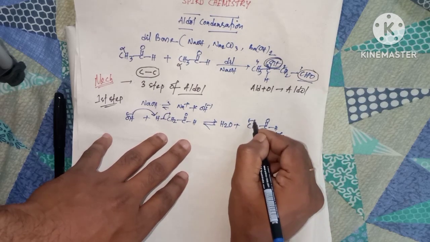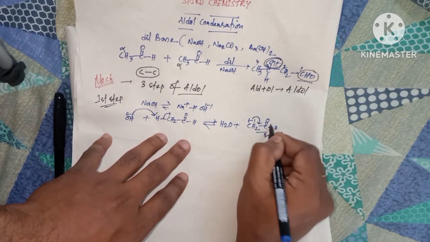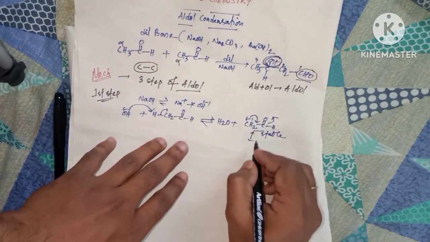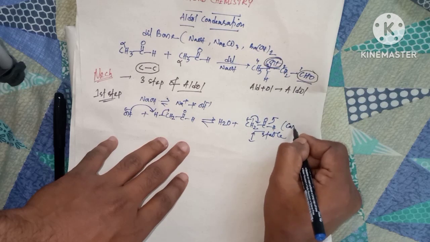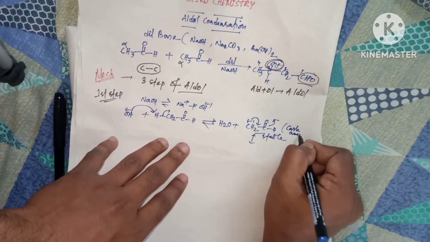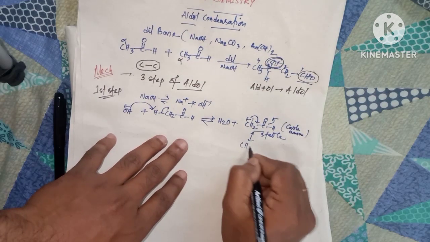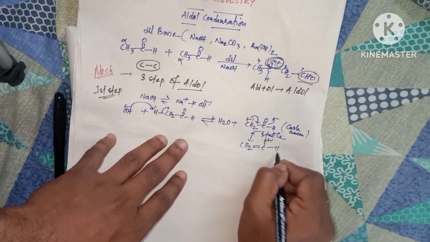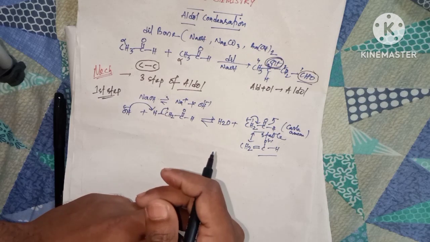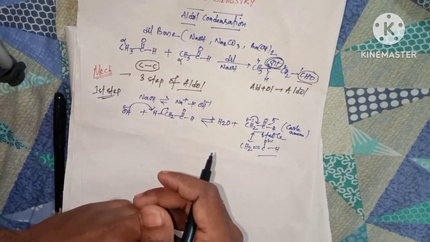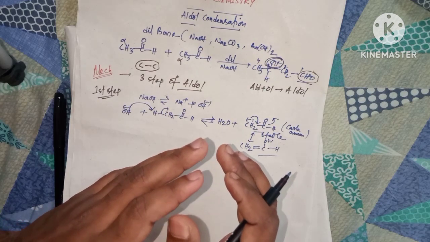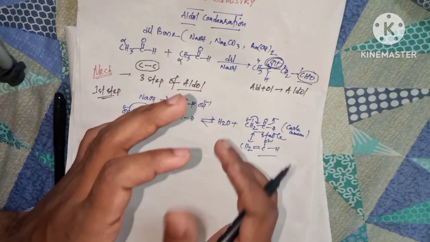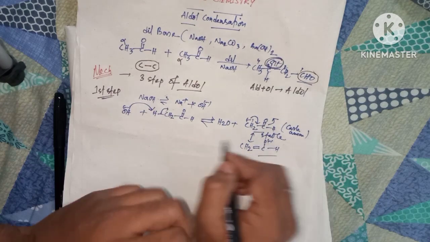Why is this stable? Because it forms resonance. This carbanion is stable because it forms resonance. This is an aldehyde containing alpha hydrogen. That means it is acidic.